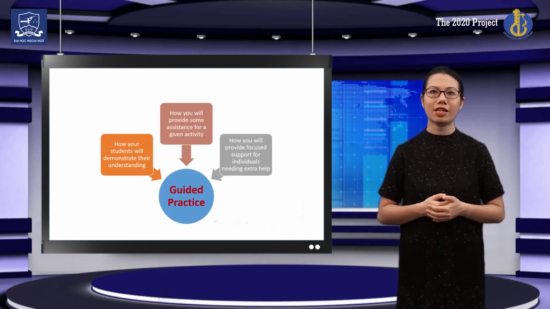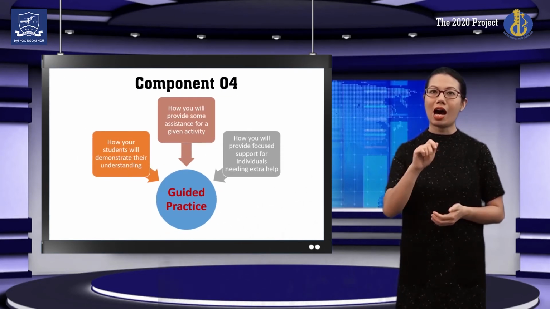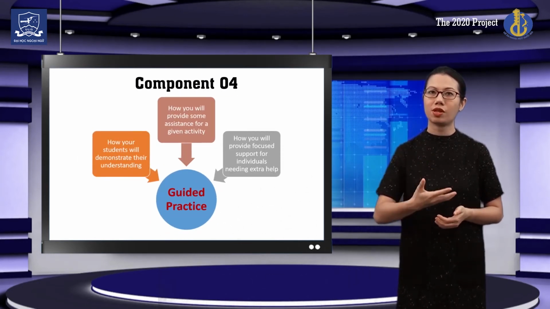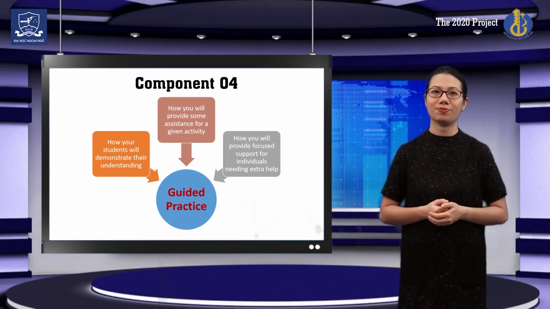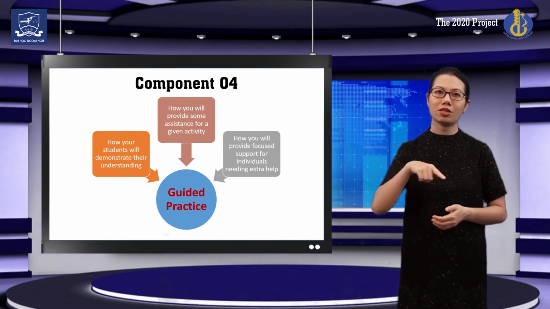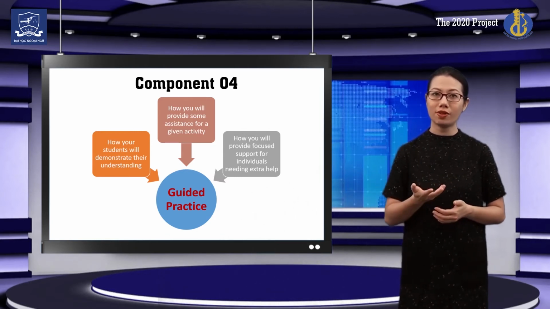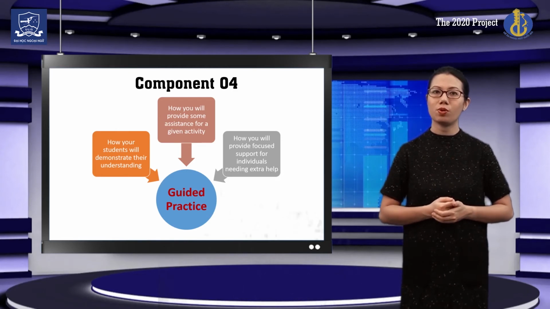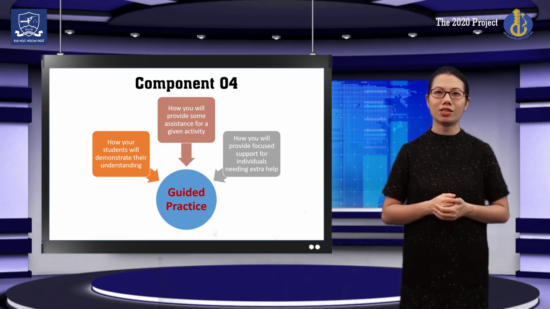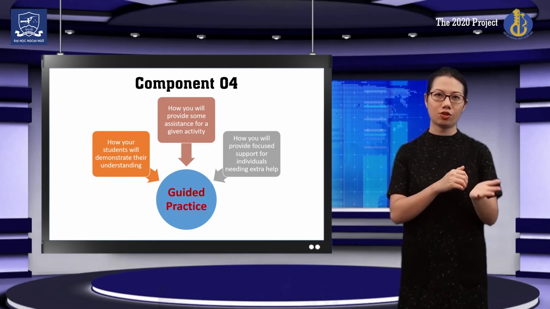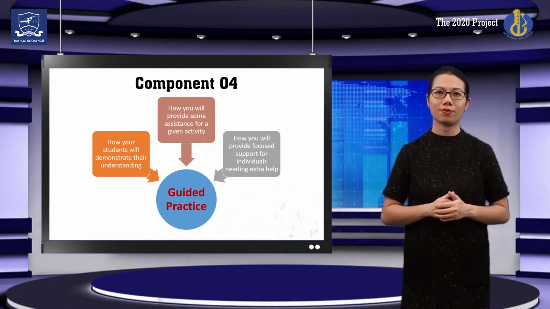In the guided practice section of your written lesson plan, outline how your students will demonstrate that they have grasped the skills, concepts, and modeling that you presented to them in the direct instruction portion of the lesson. While you circulate the classroom and provide some assistance for a given activity, the students should be able to perform the task and be held accountable for the lesson's information. The guided practice activities can be defined as either individual or collaborative learning.